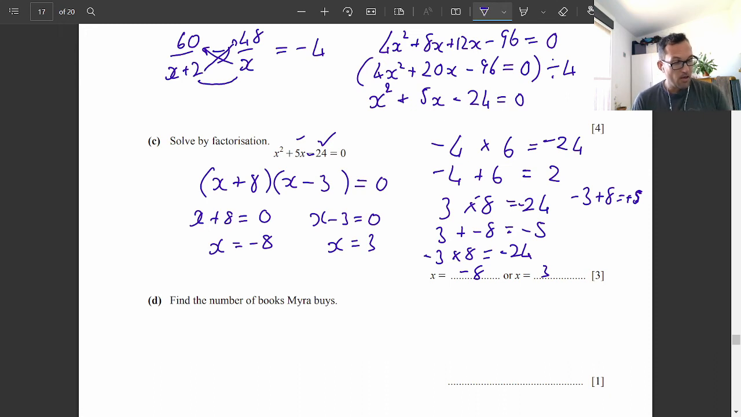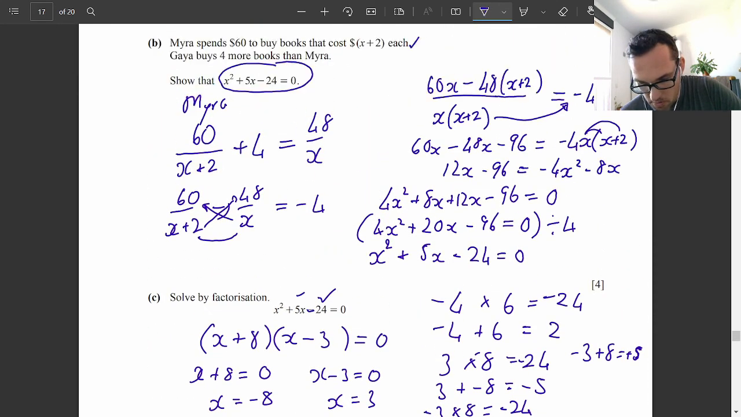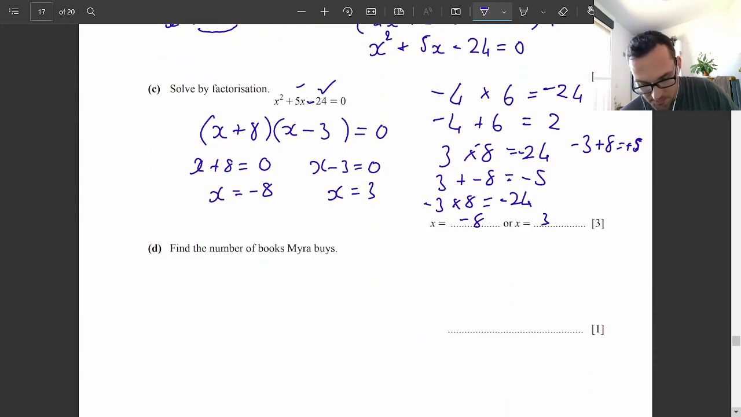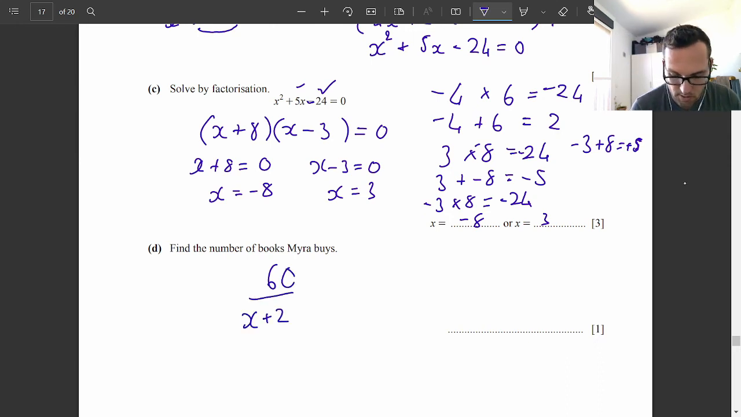Question D, follow on from that. Then find the number of books Mira buys. Let's just go back. How many books did Mira buy? Mira spent $60 to buy books that cost x plus 2. So the number of books Mira was buying was this equation: 60 over x plus 2. Now we got two possible answers.